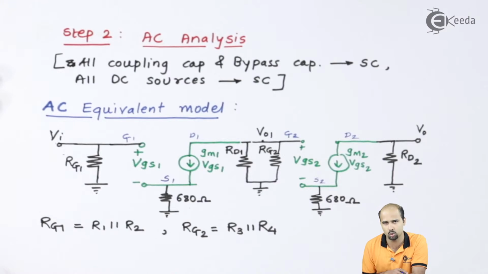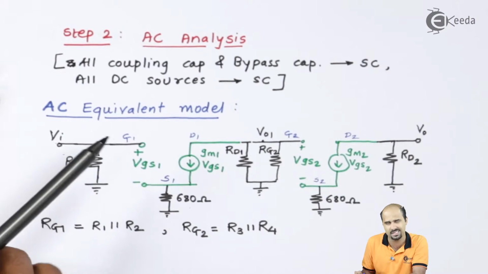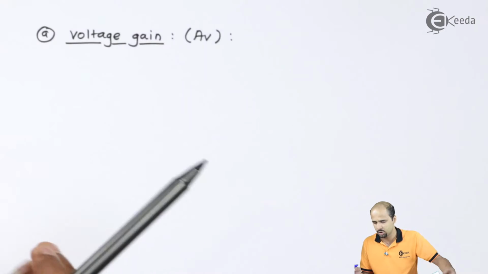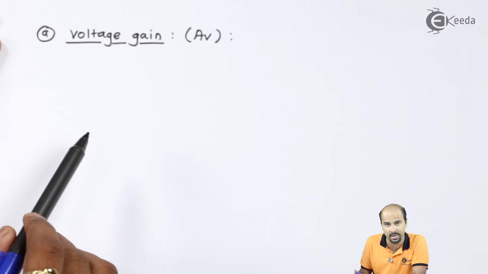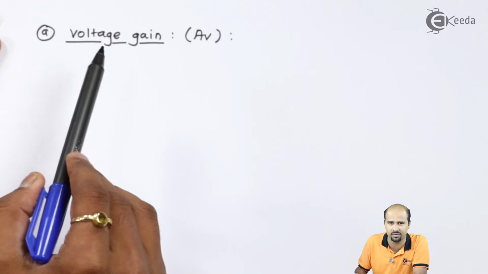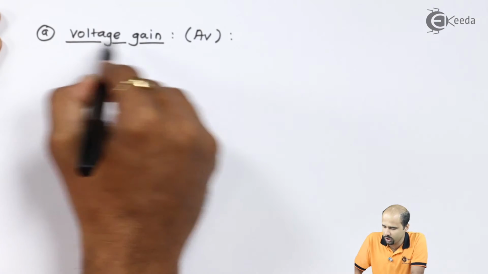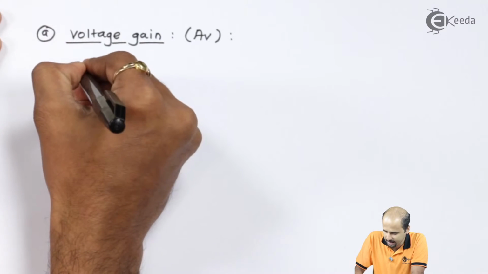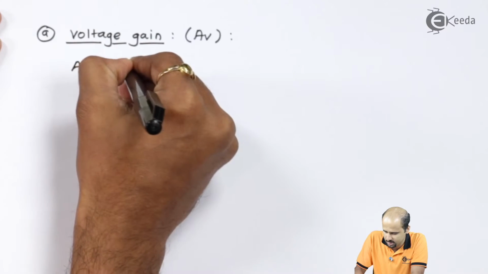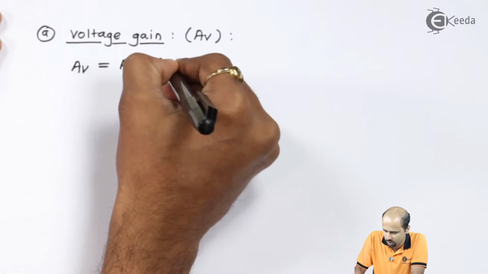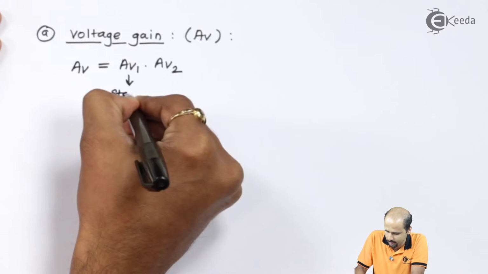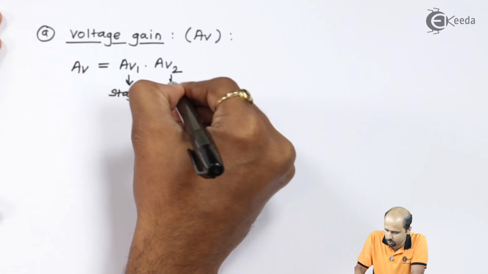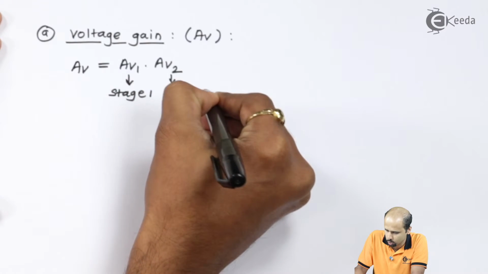Here we don't need to go for that analysis. We just have to have the formulae based on CS, that is common source amplifier. So for each and every value of voltage gain of stage 1 and 2, we'll have to calculate the value of AV1 and AV2. So let's see, voltage gain is AV, right? And I can say that the value of AV is equal to AV1 into AV2, whereas AV1 is for stage number 1 and AV2 is for stage number 2.